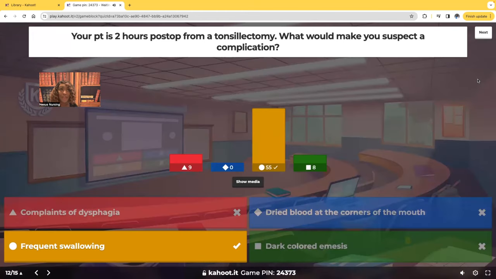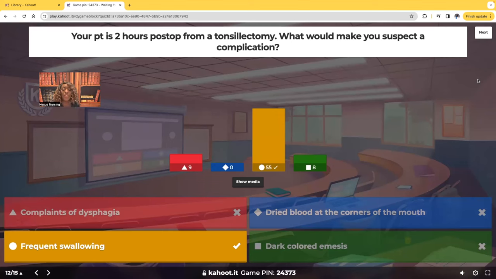Very good. Frequent swallowing. What are they swallowing? Blood, right? Frequent swallowing. So let's look at the other choices. 9 people chose complaints of dysphagia. That's difficulty swallowing. They just had a tonsillectomy. The tonsil's right here in the throat. They're going to have pain at the surgical site. Of course, they're going to have dysphagia. That's not a complication. That's a side effect of the surgery. That's something that we expect to happen. That's not a complication. So that's wrong.